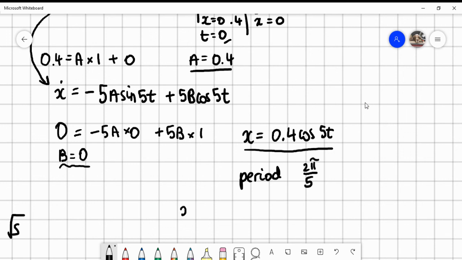Okay, to find the maximum velocity, we need to differentiate it. So this is going to be minus 5 times 0.4, which is 2 sin 5t. They are asking us for maximum speed actually, so it's this number over here. So maximum speed equals 2. There you go. So now you'll be able to have a go at exercise 8b.